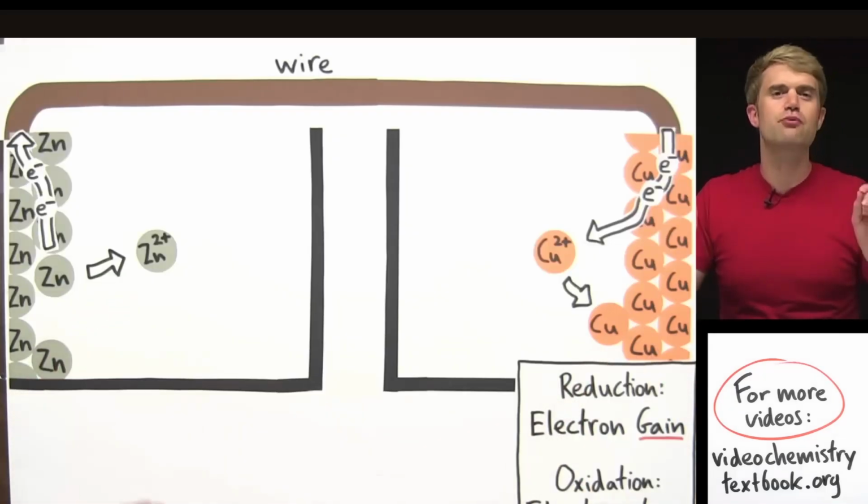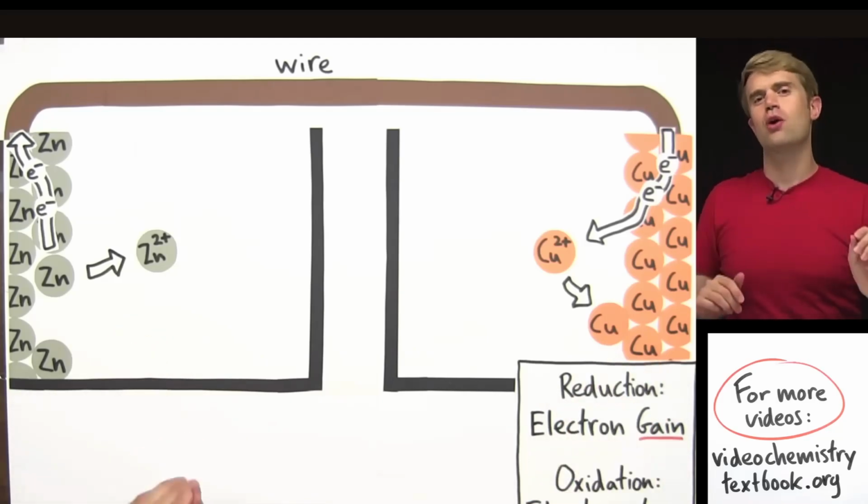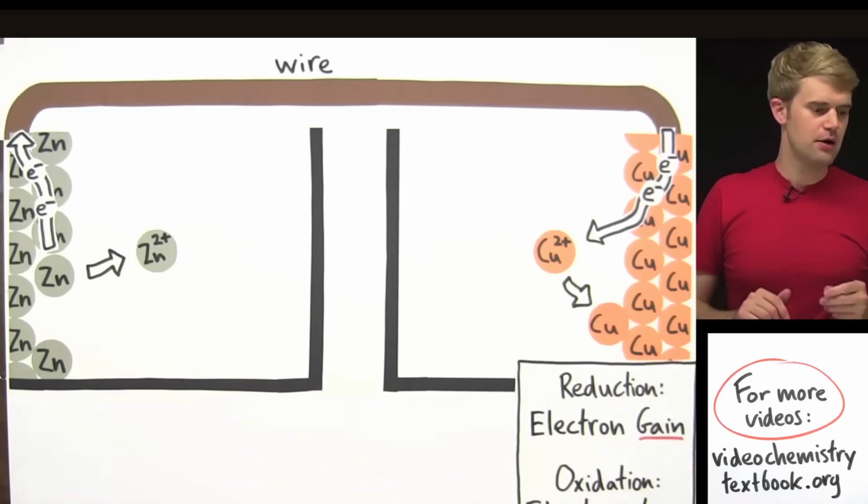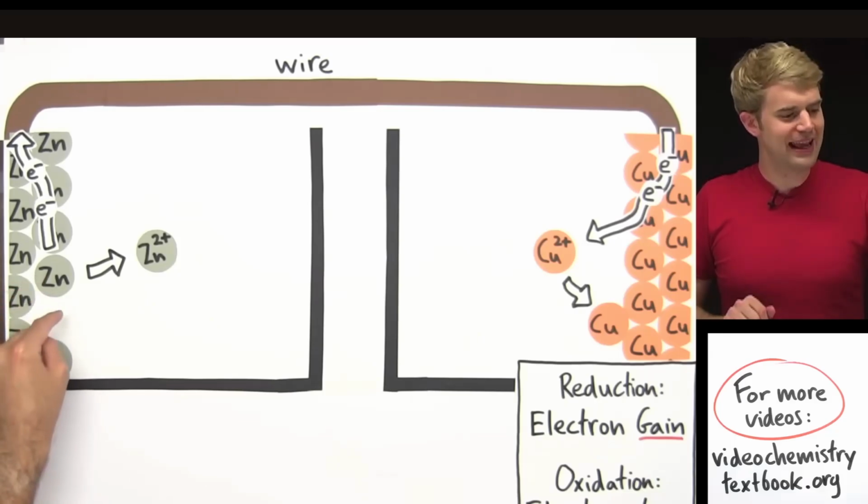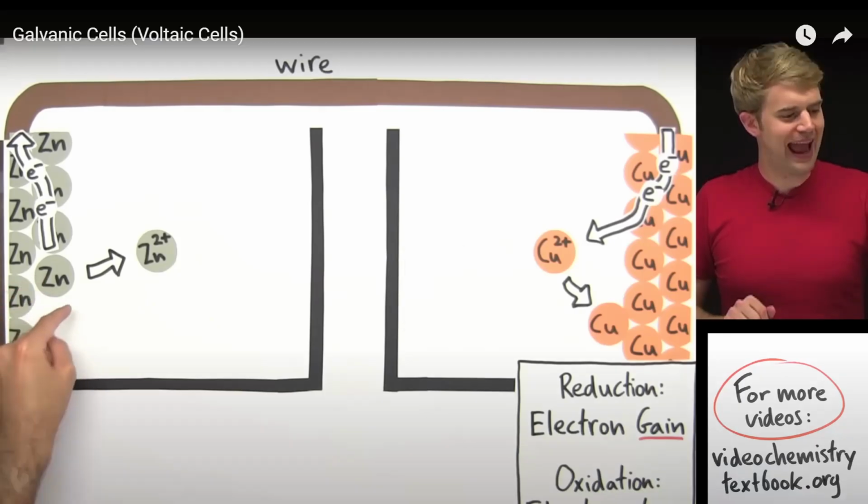Here are some diagrams for the process that's happening in the voltaic cell. I want to describe what's going on in terms of oxidation and reduction. So over here, one of these neutral zinc. Which side is oxidation and which side is reduction? Who's getting oxidized and who's getting reduced?